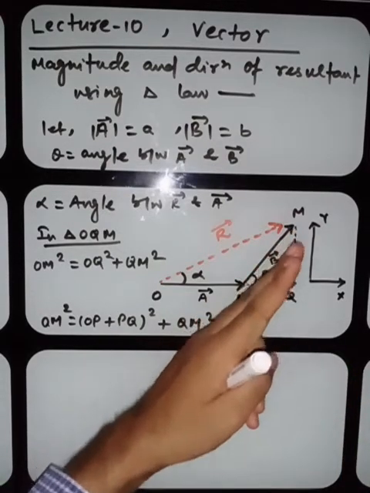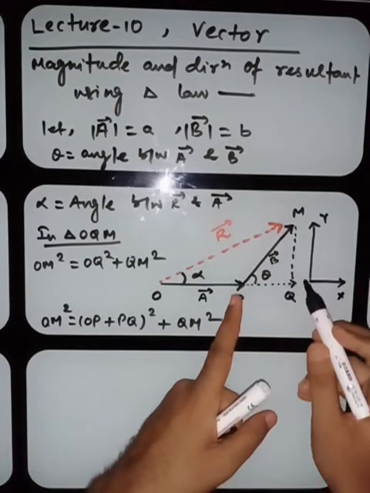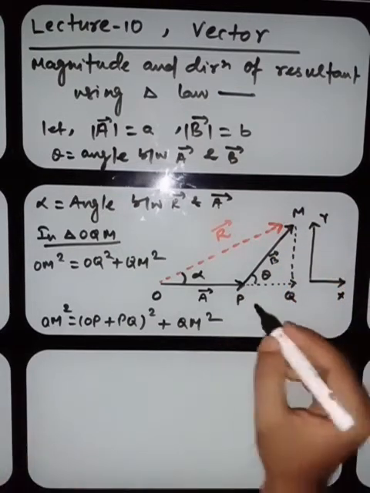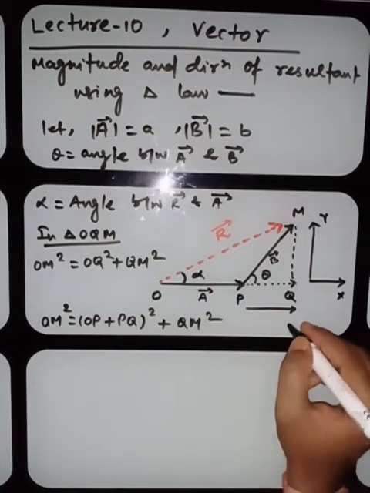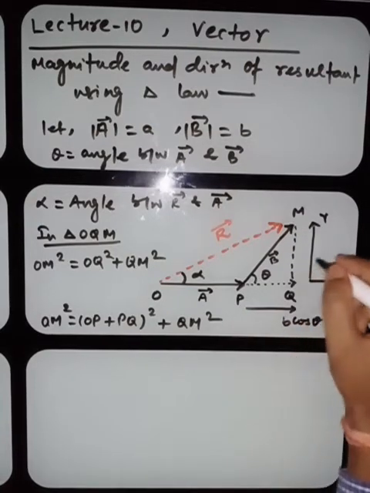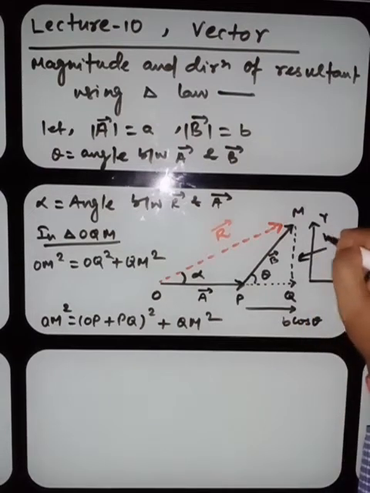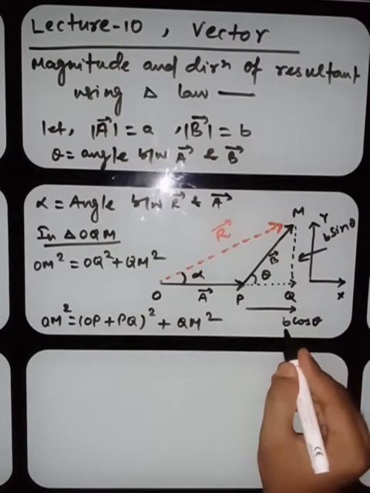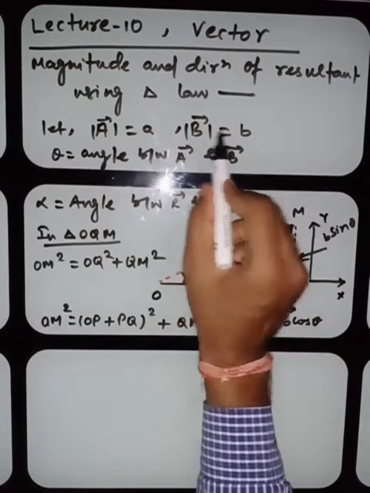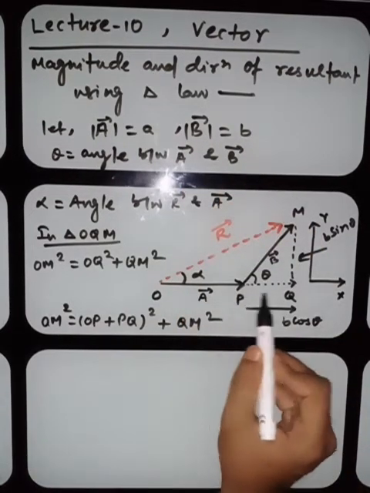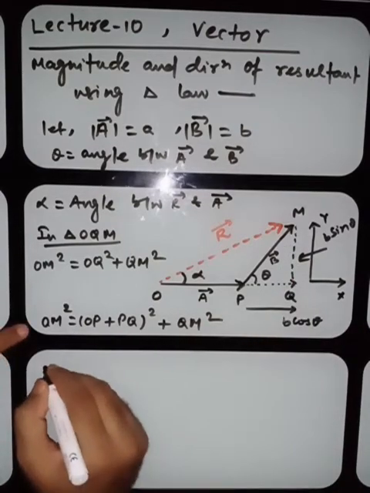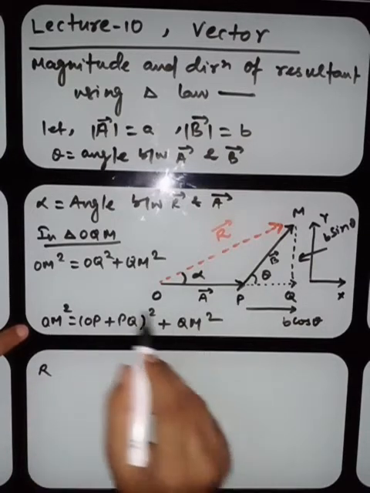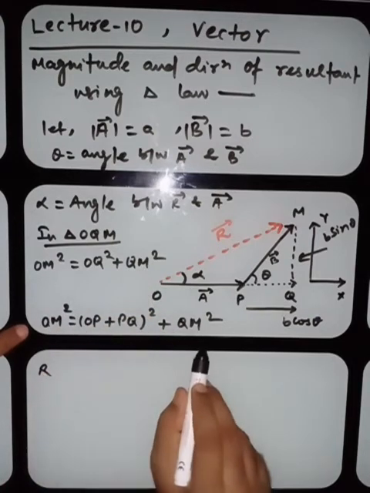You can break this B in two components. One on this axis and another perpendicular to this axis, which is equal to this QM. So this will have two components. One is B cos theta, and here it will be B sin theta. I am using the magnitude B because this vector has the magnitude B. Now we have the value of all the sides. Proceed from here again. It is OM square. What is the OM? It is R. Remember, everywhere we are using only magnitude. We don't require to write the direction here.